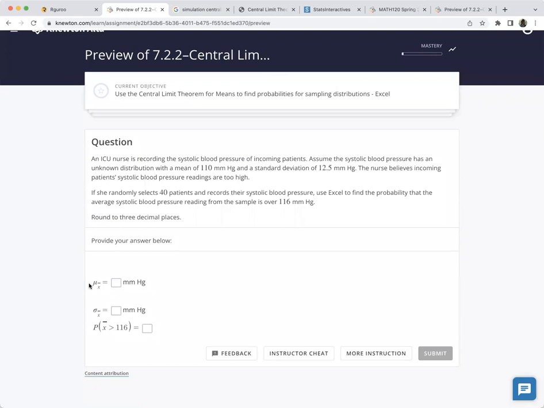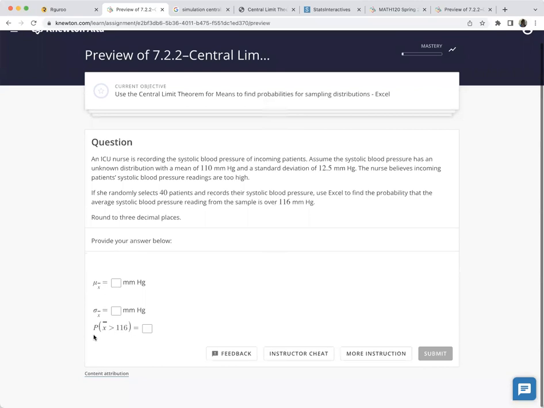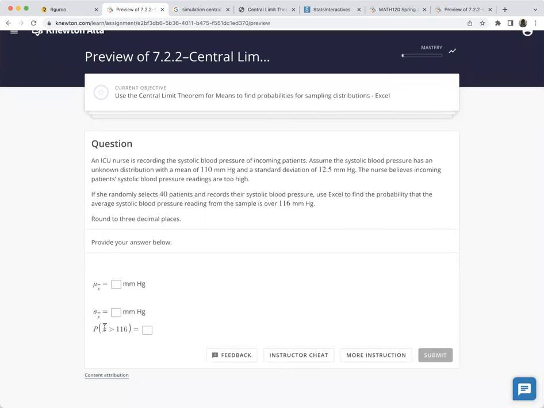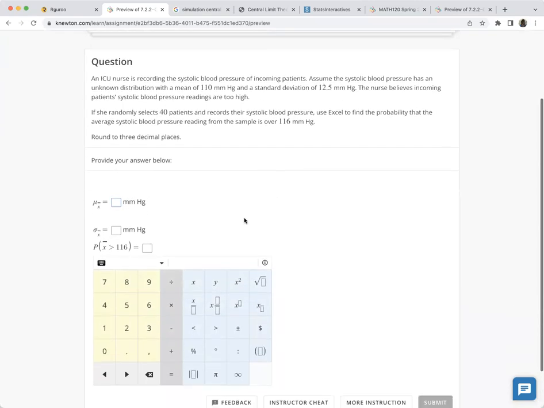All right, so the questions are, what is the mean for the distribution of the sample means? Notation, mean distribution of sample means. What is the standard deviation of the distribution of the sample means? And what is the probability that the mean is greater than 116? Right, so the central limit theorem says that the mean for the distribution of the sample means is the same as the mean of the population. So that would be 110.